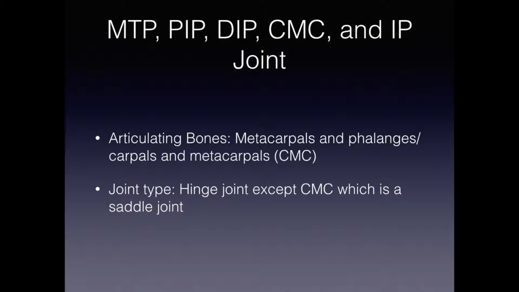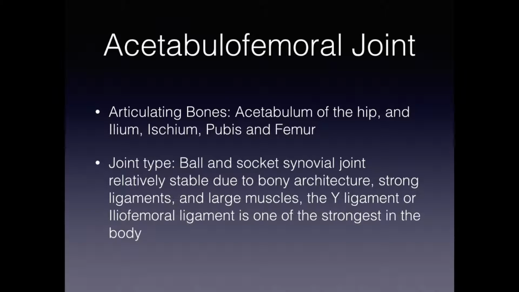The MTP, PIP, DIP, CMC, and IP joints of the hand, articulating bones: metacarpals and phalanges, carpals and metacarpals. Hinge joints except CMC, which is a saddle joint. The acetabulofemoral joint, articulating bones: acetabulum of the hip, made of ilium, ischium, and pubis, and the femur. Ball and socket synovial joint, relatively stable due to bony architecture, strong ligaments, and large muscles. The Y ligament, or iliofemoral ligament, is one of the strongest in the body.